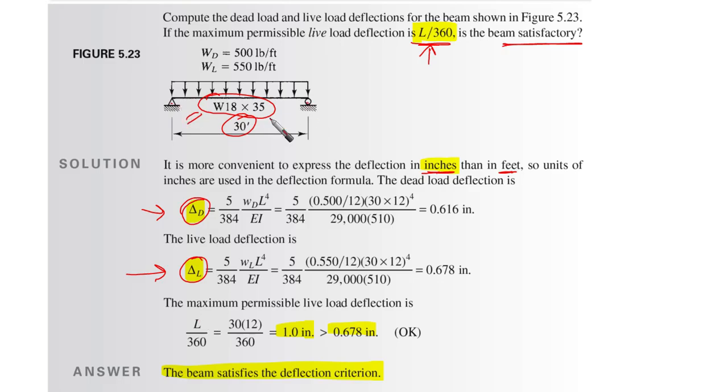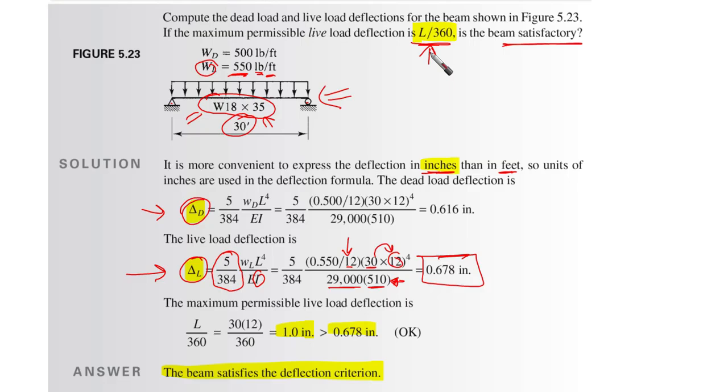This is simply supported. You can go to the table and get the value: 5 over 384 WL to the power 4, with L of 30 foot. Take care of the conversion here, and w is 0.550 over 12, because we're talking about pounds per foot. E is 29,000 and I is 510. From where is this I? From the dimensions and properties table for this cross section. You are going to find that you end up with 0.678 inches.